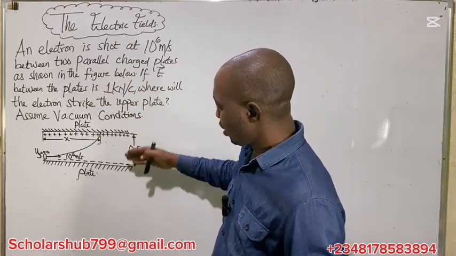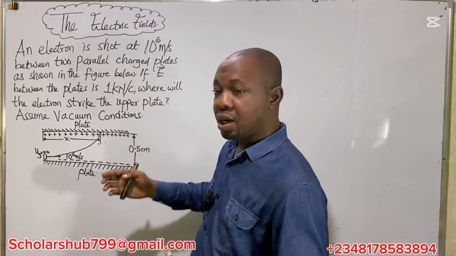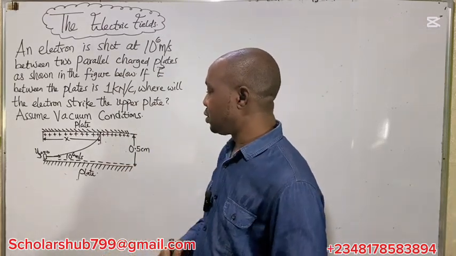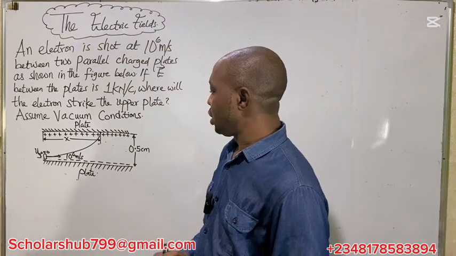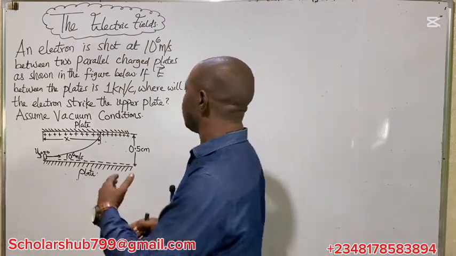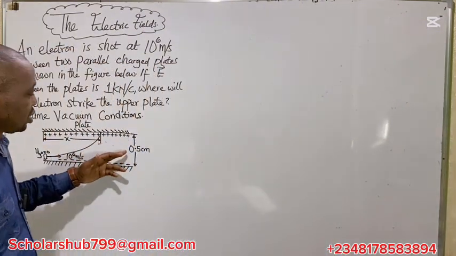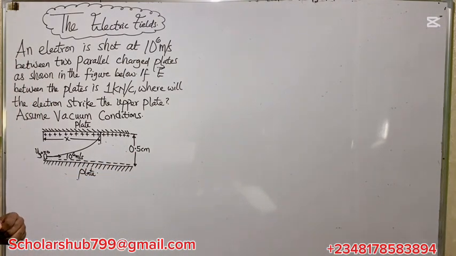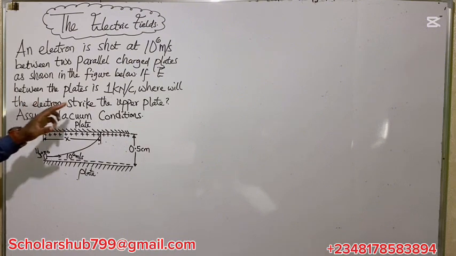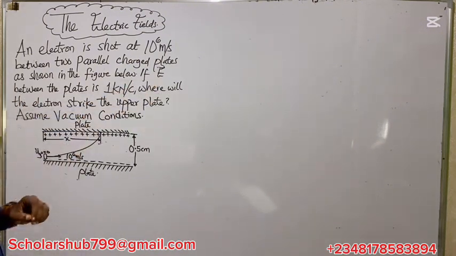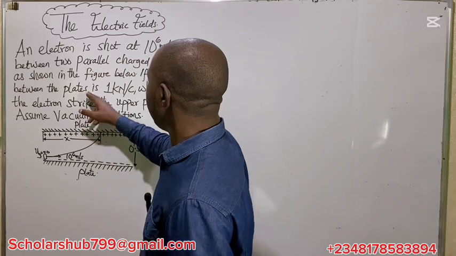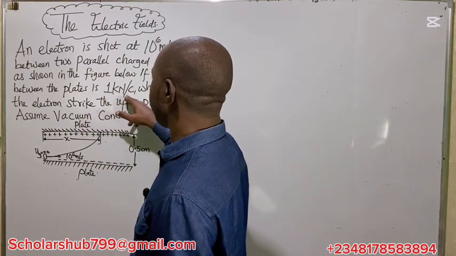So we have two parallel plates. One plate carries positive charge, and the other plate carries negative charge. The distance between the two plates is given to be 0.5 centimeters. We are also given that E, the electric field intensity between the plates, is 1 kilonewton per coulomb.